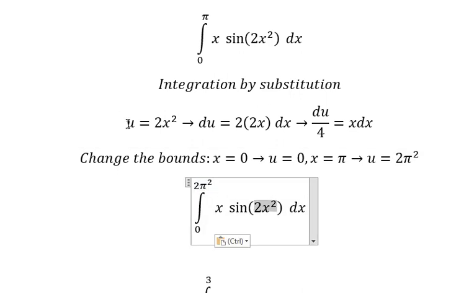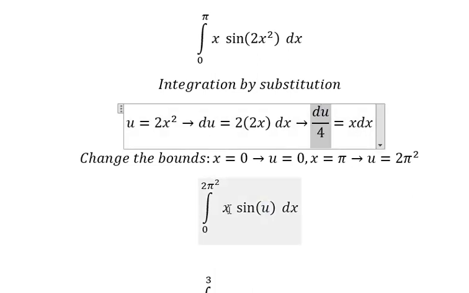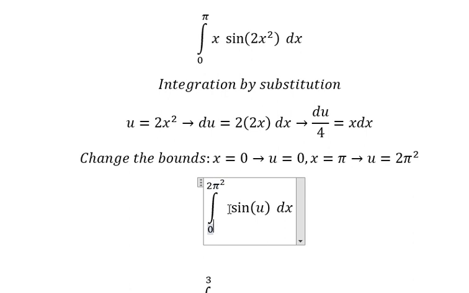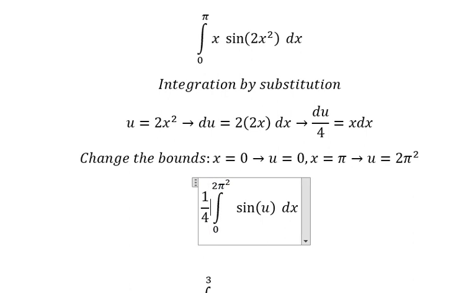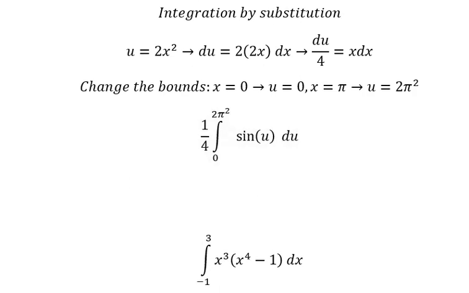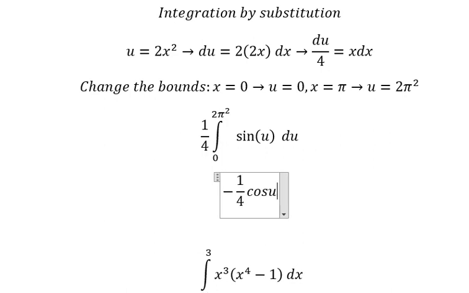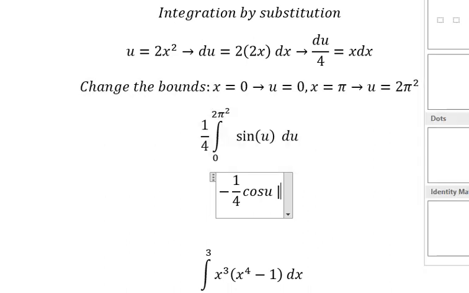2s squared we change by u. S ds we change by this one. The integration of sine u, we have negative cosine u. And then we need to put the bounds from 0 to 2b squared.